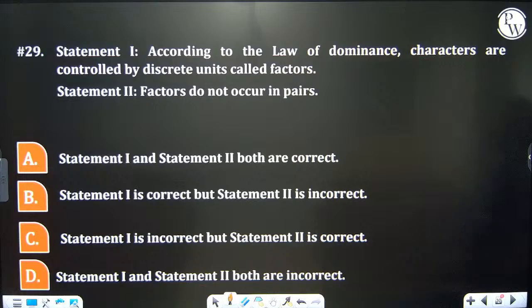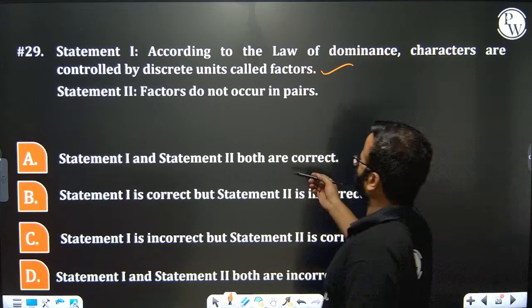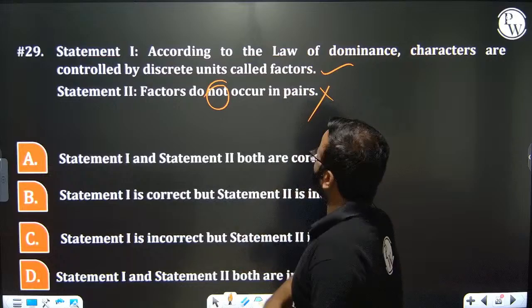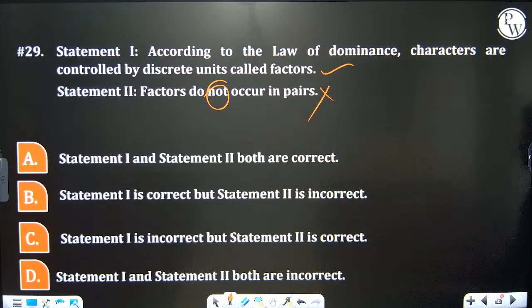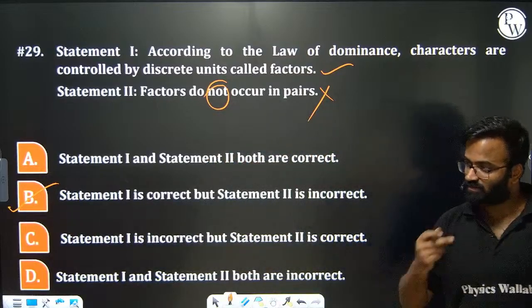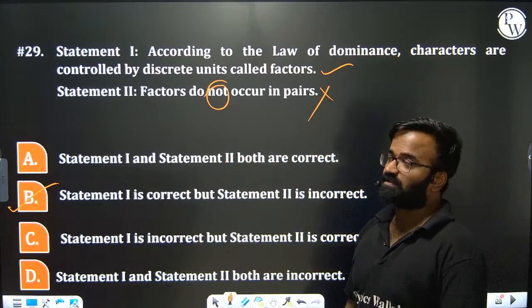According to the law of dominance, characters are controlled by discrete units called factors, which is true. Factors do not occur in pairs. No, factors do occur in pairs, so this is false as a statement. Statement 1 is correct and statement 2 is incorrect, so I would go with B as the answer.